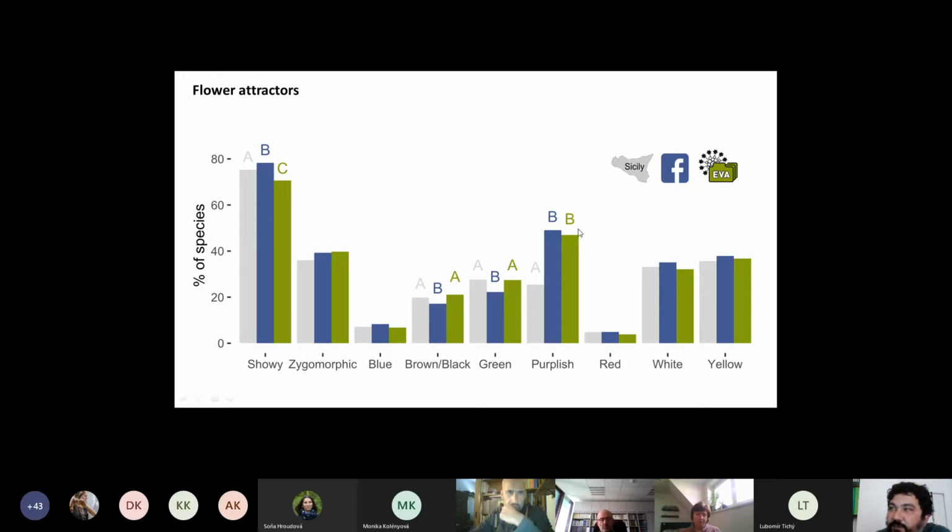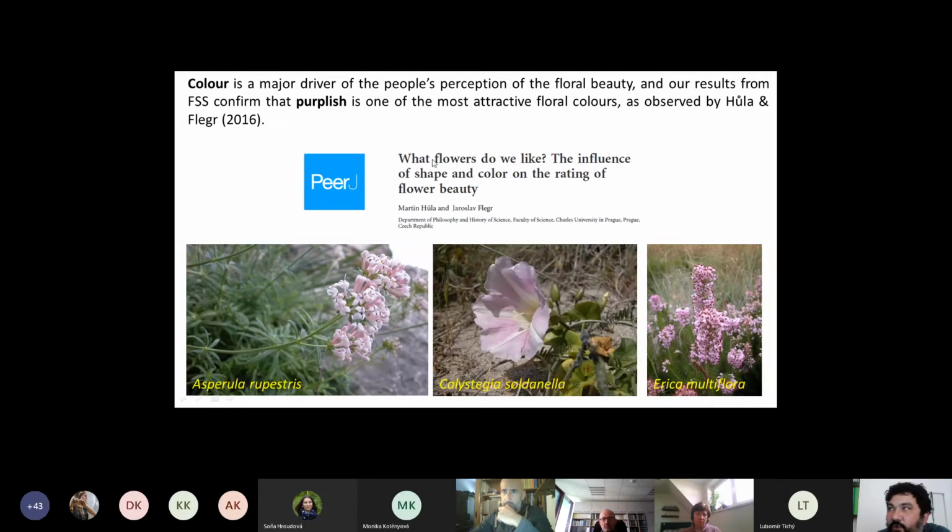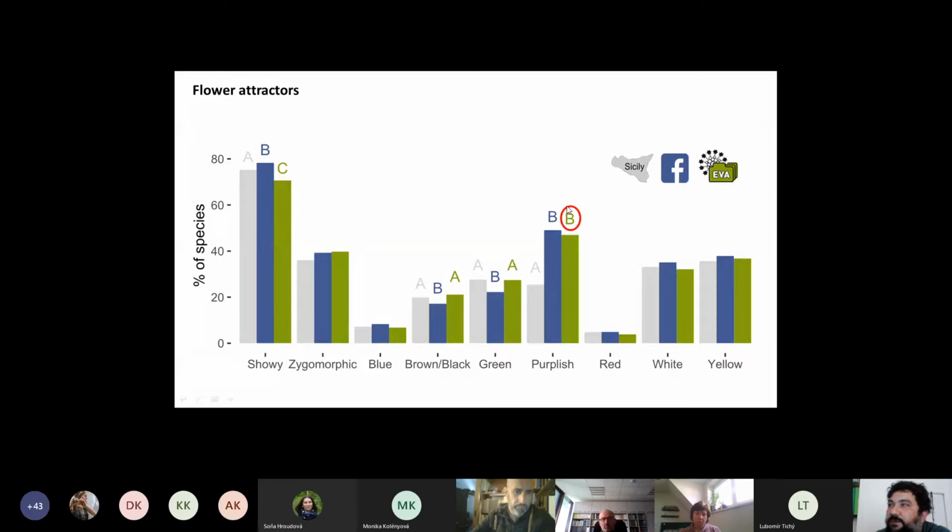While in Facebook, people prefer a more purplish flower, and this was already explained by Eula and Freg, who told in this paper what flowers we like, that purplish is the most attractive flower color for humans. But the other interesting thing was why there is this high frequency of purplish flowers also in EVA.